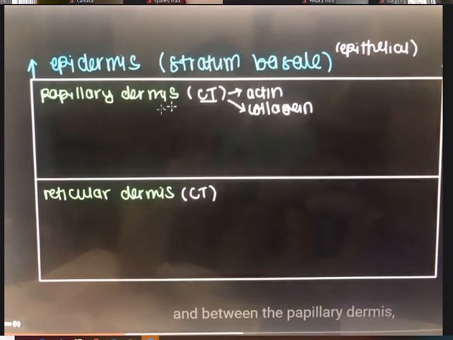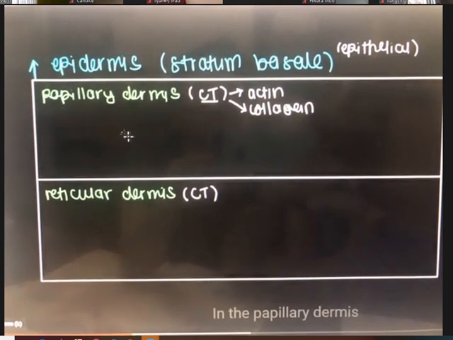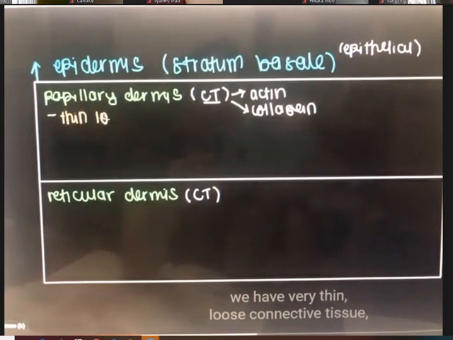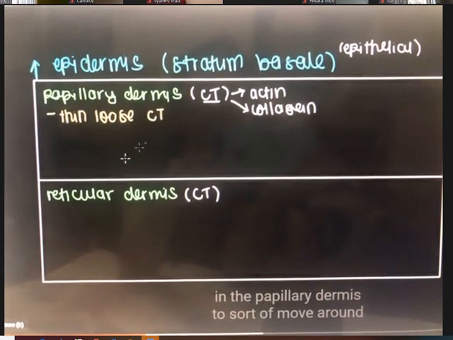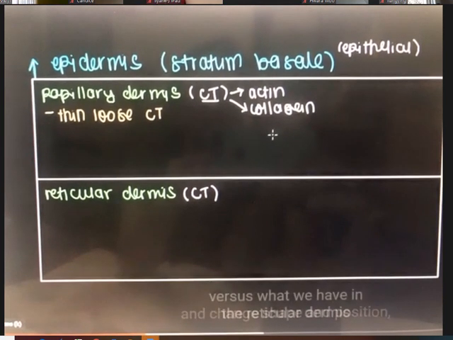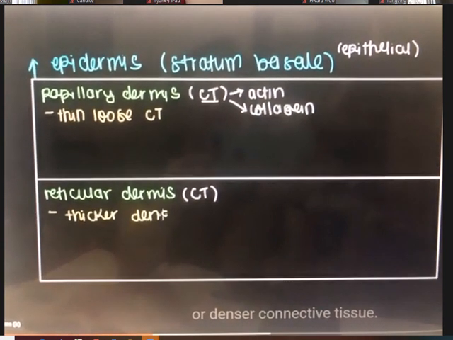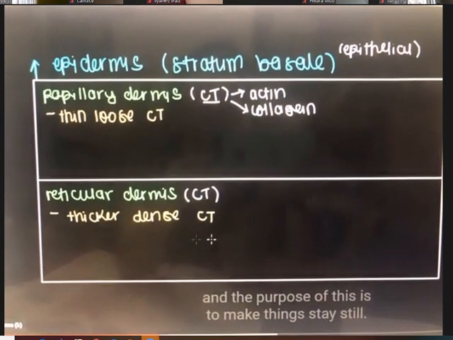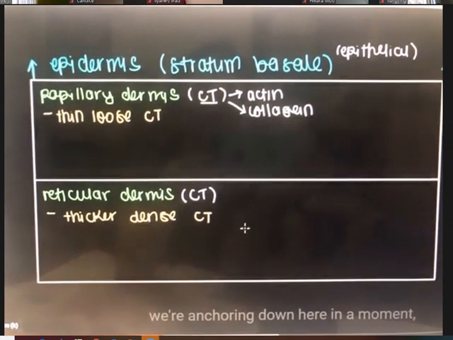And between the papillary dermis and the reticular dermis, there are two types of connective tissue we see here. In the papillary dermis, we have very thin, loose connective tissue. And this allows for all the stuff in the papillary dermis to sort of move around and change shape and position, versus what we have in the reticular dermis, which is thicker, more dense, or denser connective tissue. And the purpose of this is to make things stay still. We anchor things down in the reticular dermis. And we'll talk exactly about what we're anchoring down here in a moment.